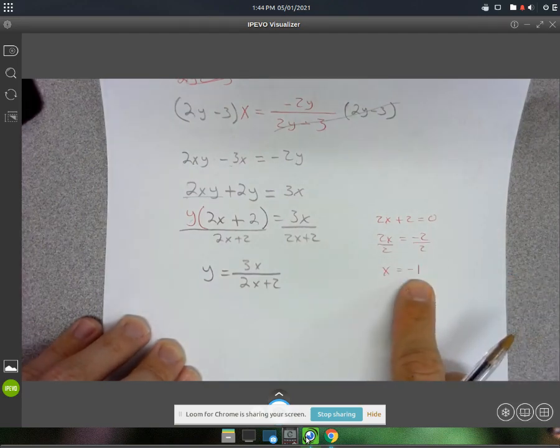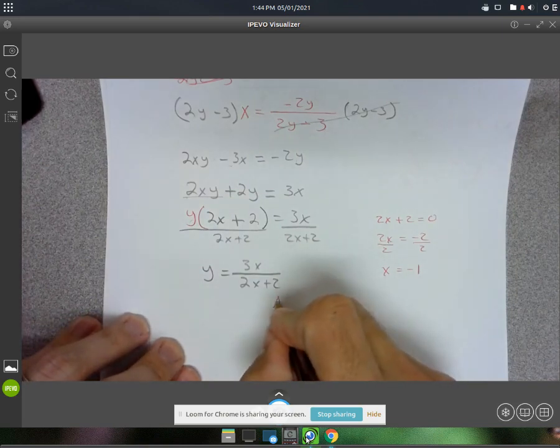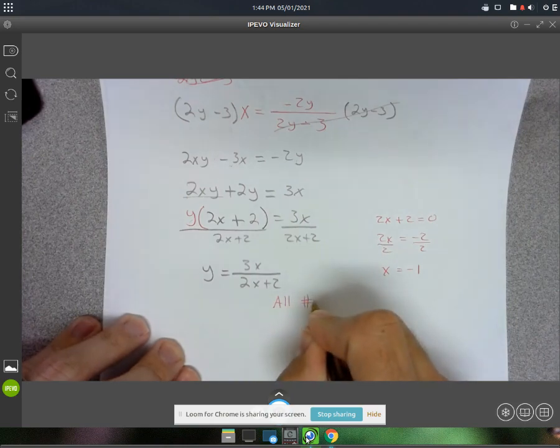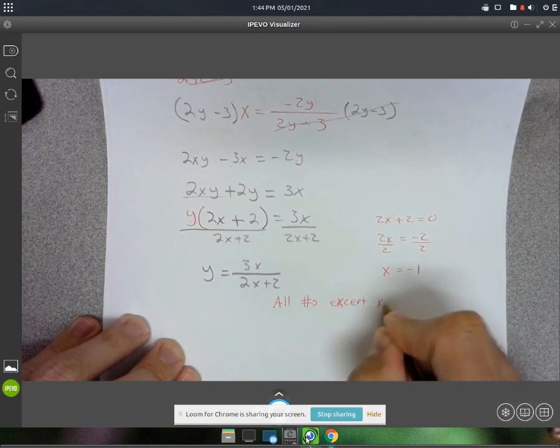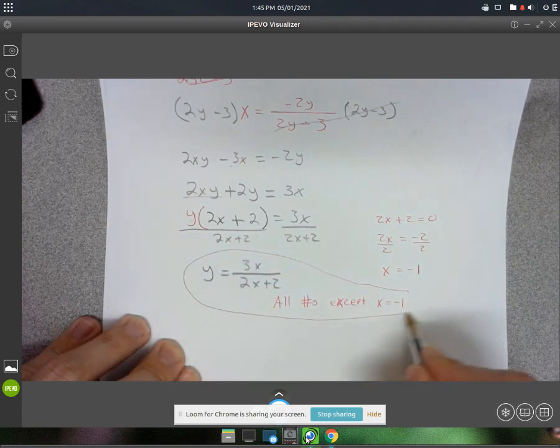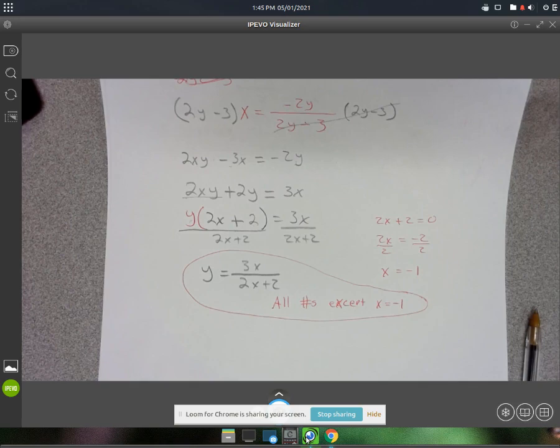This is the one number that you are not going to be able to plug in for x. So the domain is all real numbers except for x equal -1. I'll just circle the whole thing there. Cool. There are some rational functions, and we're good.